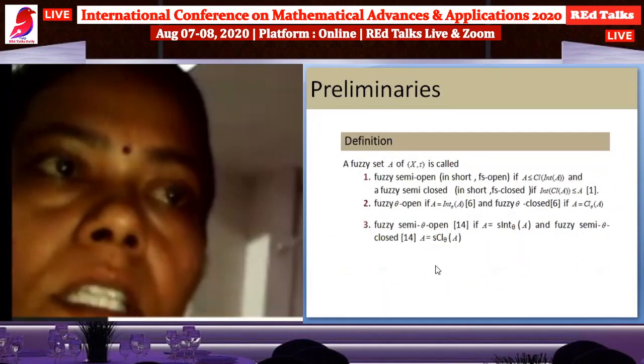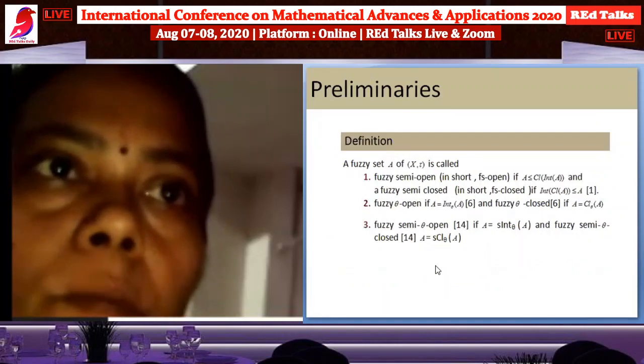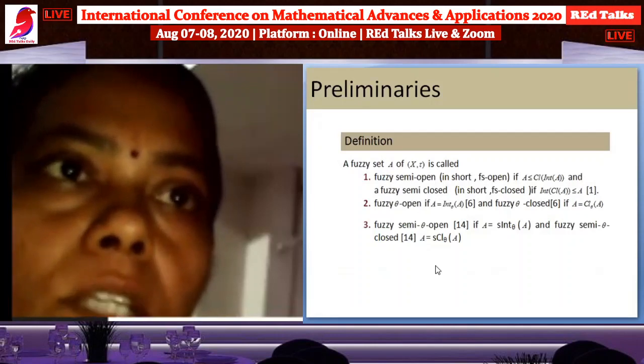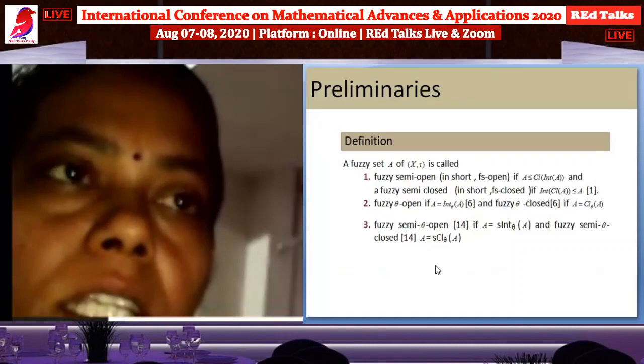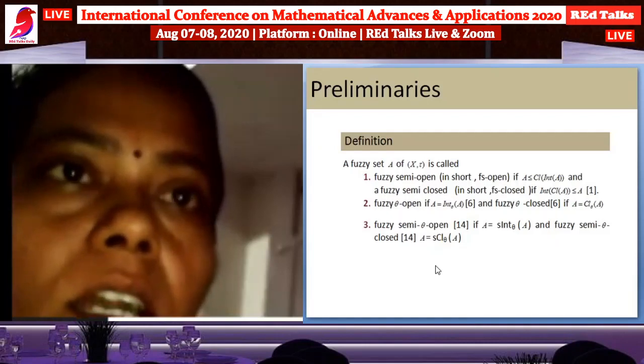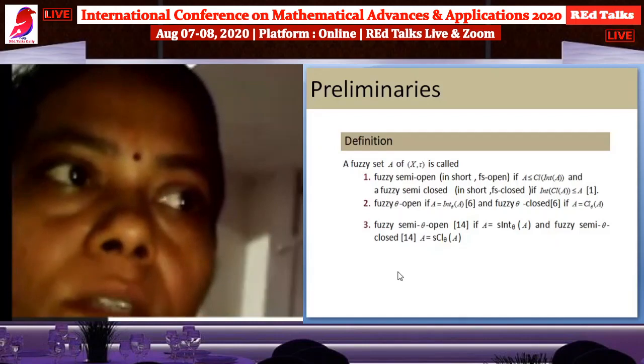Preliminaries. A fuzzy set A is said to be semi-open if it is less than or equal to the closure of the interior of A, and fuzzy semi-closed if the interior of the closure of A is less than or equal to A. A fuzzy set is said to be fuzzy theta open if A is equal to the theta interior of A and theta closed if A is equal to the theta closure of A. A fuzzy set is said to be fuzzy semi theta open if A equals the semi theta interior of A and fuzzy semi theta closed if A equals the semi theta closure of A.